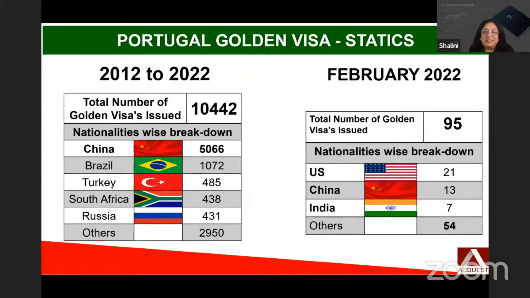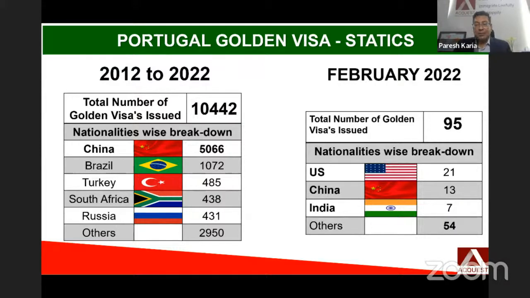Absolutely. Now if we look at the recent trends, Shalini, earlier, like in any other program, Chinese were the main nationals who would take the lion's share in any kind of immigration program. However, the recent trends show that there is a change. A lot of Americans have now started looking at the Portugal Golden Visa. And of course, Indians are fast catching up. If you see the latest numbers, a lot of Indians are now taking up the Portugal Golden Visa. Can you tell us the reason behind this?